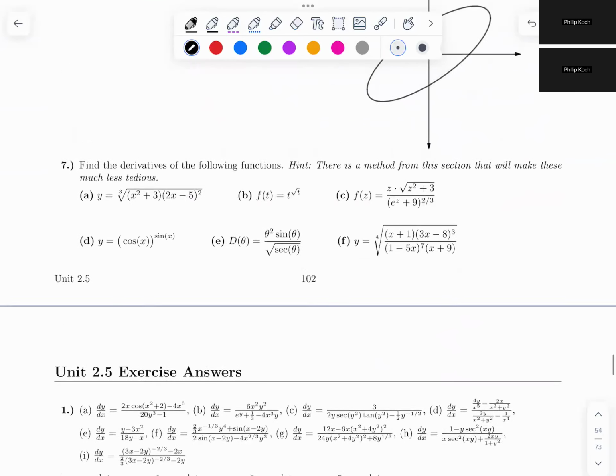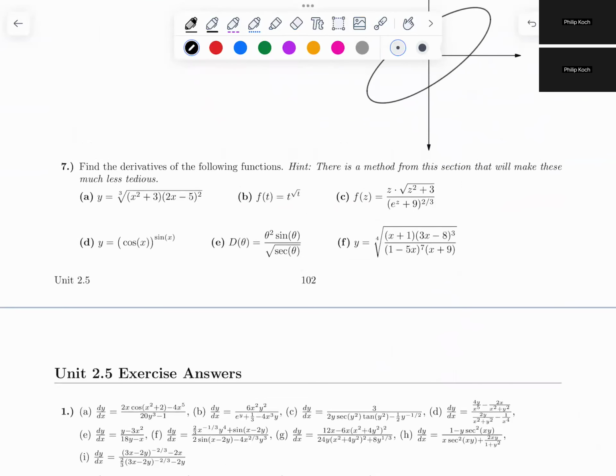But either way, these are examples. Question 7 has perfect examples of why you might want to use logarithmic differentiation. I'd say A you can probably get away without using logarithmic differentiation. And even C and E, you could get away without it, but might as well use it to your advantage if you can. F is a prime example of definitely wanting to use logarithmic differentiation.